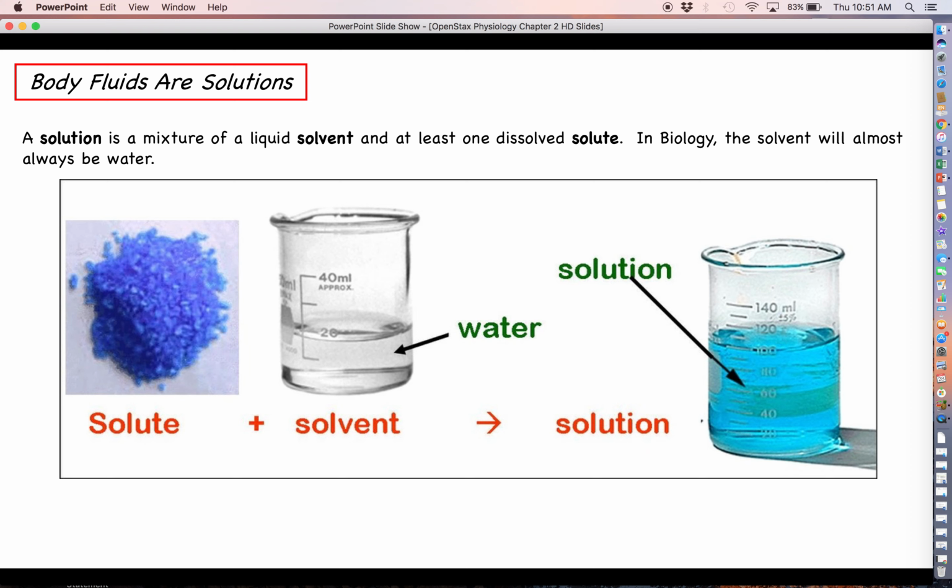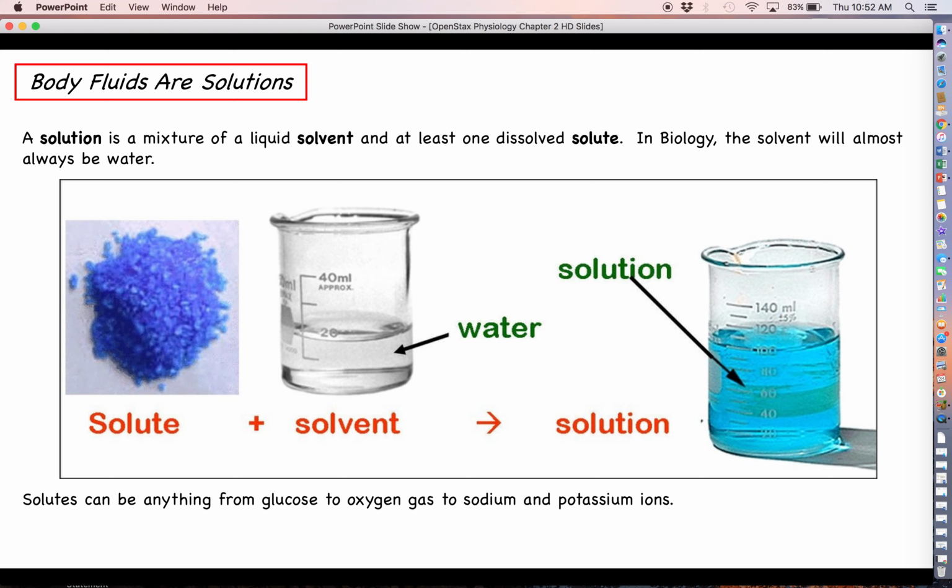So if we mix those two together, we can dissolve the solute into the water to create a solution. The solution is the mixture of the solvent, which is water, and the solute, which is the material that got dissolved in there. The whole purpose here is that this is a perfect homogeneous mixture in that you cannot pick out individual solute particles away from the solvent. They basically become one big entity in and of themselves.